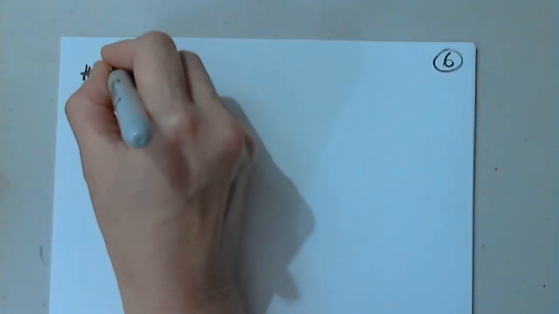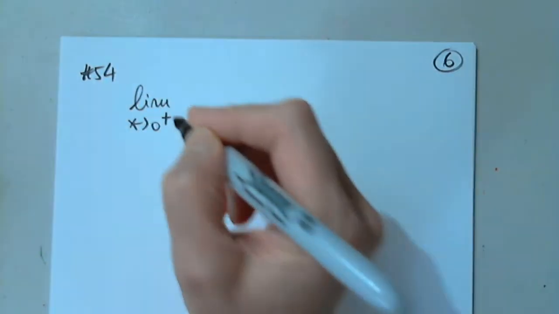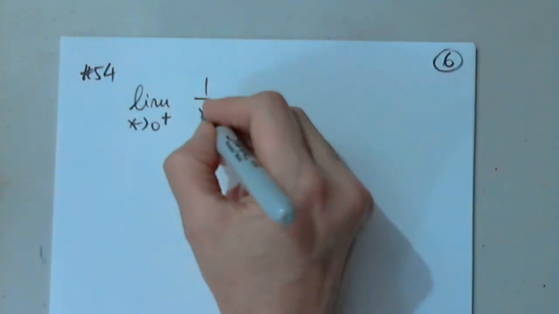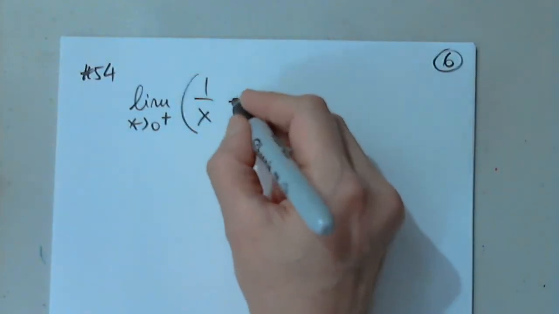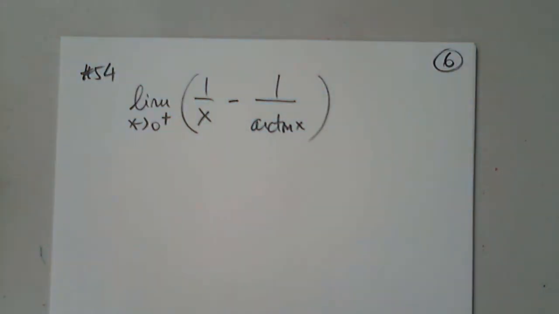Yeah, we do number 54. 54, perfect pick. Make sure I copy the correct one. Limit as x approaches 0 from the right. 1 over x, do not forget parentheses here. 1 over arc tangent x.